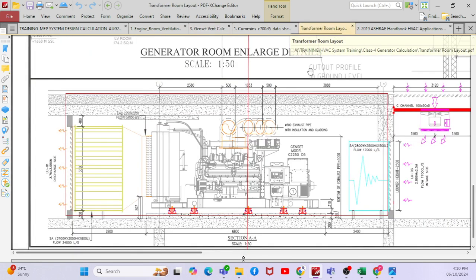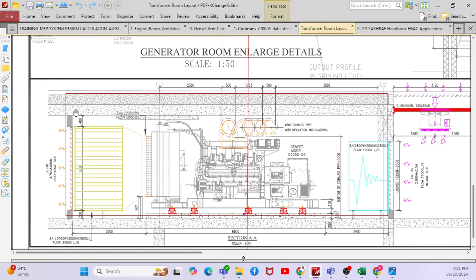If you go to this drawing again, there are different scenarios. Assume that this is the enclosed room. Assume that you're keeping the generator outside, with no enclosed room. Then what will happen? It can draw the air from outside, cool the radiator, and also get the air for combustion, and discharge outside. So there is no enclosure here. Assume that you're going with an enclosure and keeping it inside the generator room. This particular generator has to take the air from outside and discharge it outside.